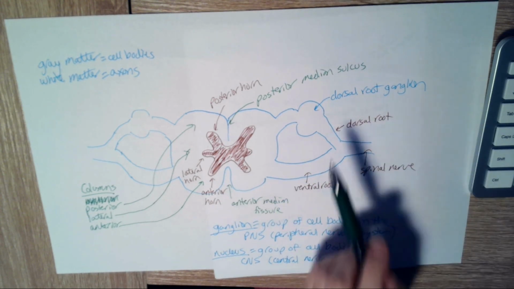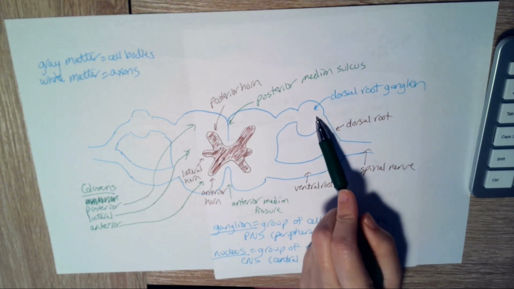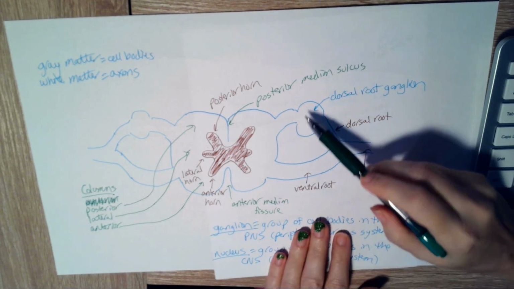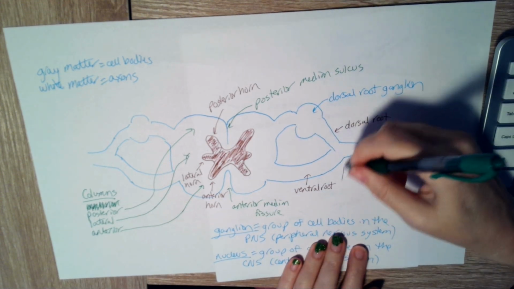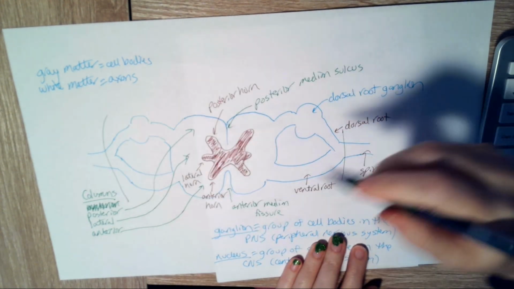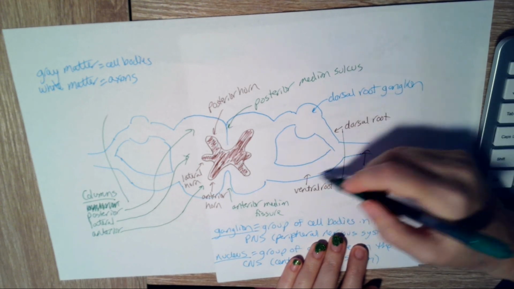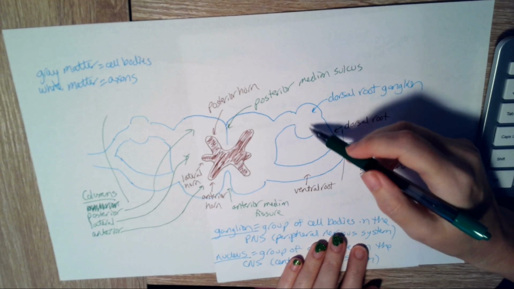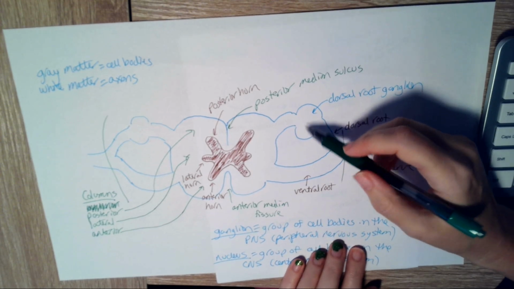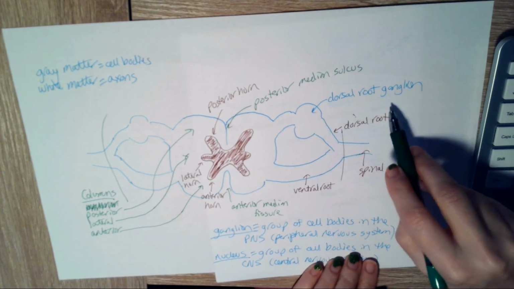Now, here, this is the dorsal root ganglion. This is not in the spinal cord. It's going towards the spinal cord. Your vertebrae would be right about there. So it's encased within the protective shell of the vertebrae, but it's not technically part of the central nervous system, so that's why it's called the dorsal root ganglion and not the dorsal root nucleus.